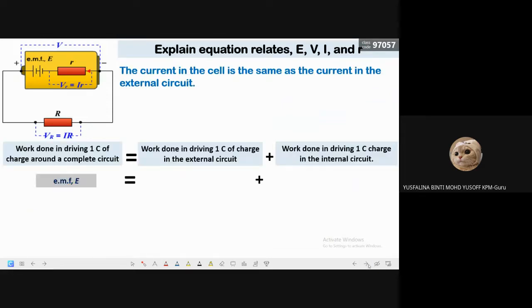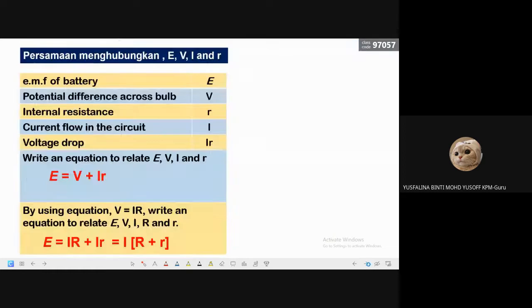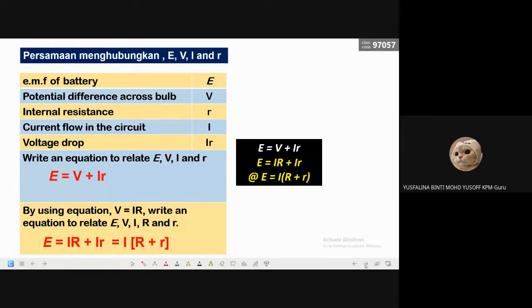All right, so this is the formula. I'm just teaching you the formula, but you need to know how to derive it. So write the equations: E equals V plus Ir, and V equals IR. We can factorize it, so we get E equals I(R plus r). What is R? R is the effective resistance of the circuit. r is the internal resistance of the battery. And E is the EMF.